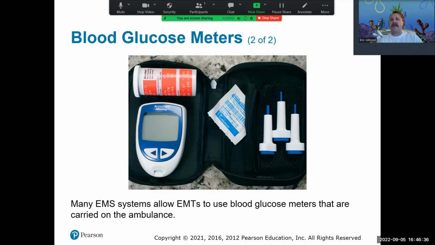So this is a blood glucose kit. You can see, and I'm going to, again, use annotate here. You can take a look.